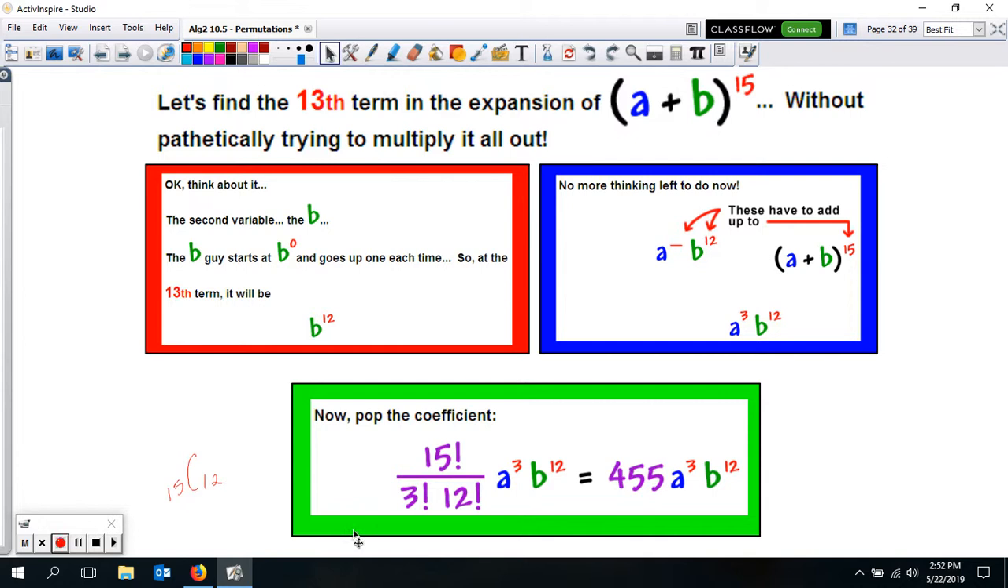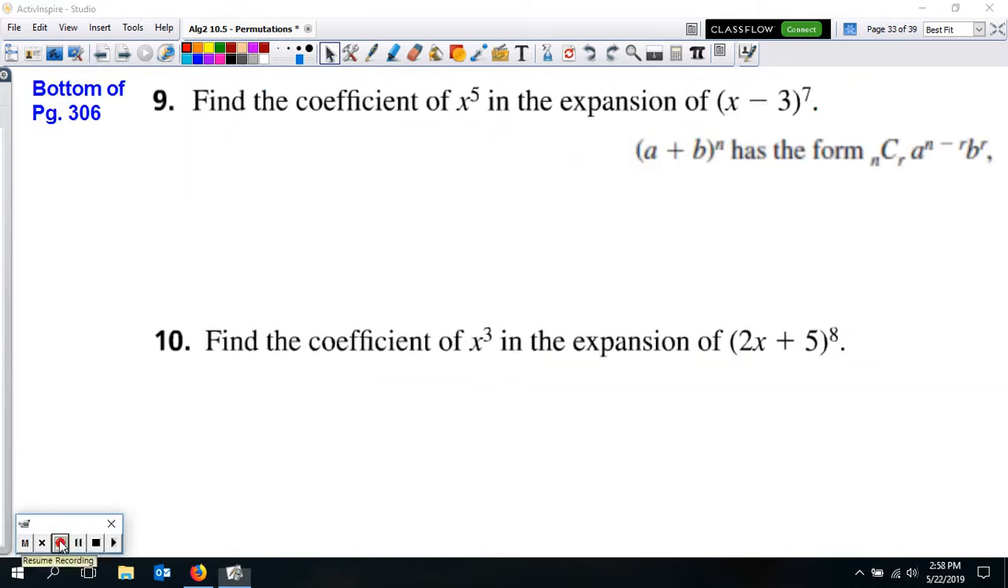15 factorial. 15 minus 12 is 3 factorial, and then factored out that 3 factorial. And just work this out and get that it's 455 to complete that one term. So that's a lot faster than generating all of the terms and doing the entire expansion.